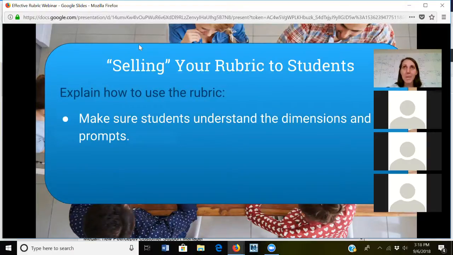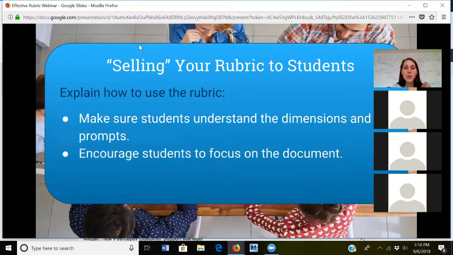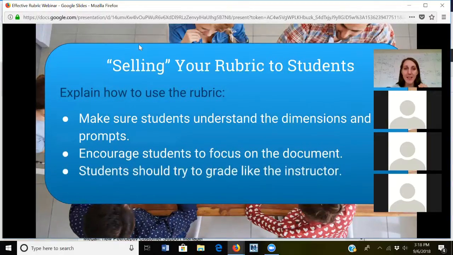Perceptive is based on there being lots of points of input into a student's grade, and you want the points of input to be as accurate as possible, which can only happen if students really understand what you're asking them to do in the rubric. You want to encourage students to focus on the document. So not think about other things they've read or even their own writing, but focus on the document at hand. And you want to encourage them to try to grade like you would. Students usually have a good idea of what the instructor would say is an A or a B or a C, and you want them to try to cultivate thinking like you do when they're assessing their peers' work.